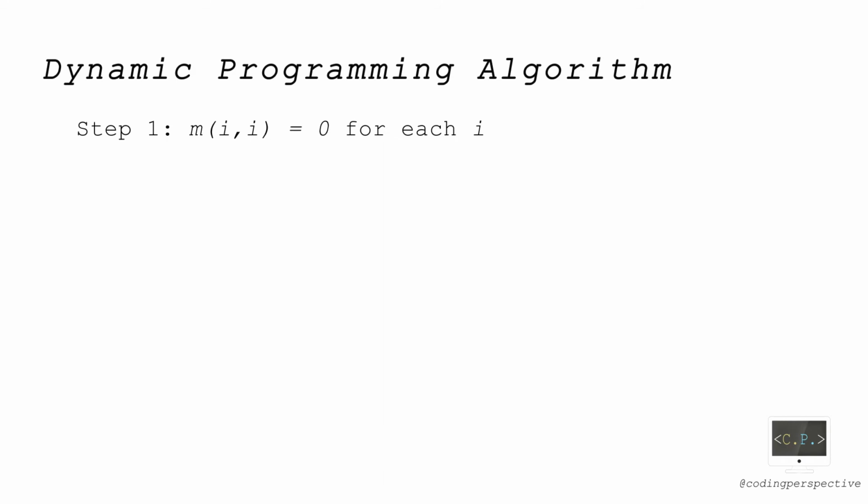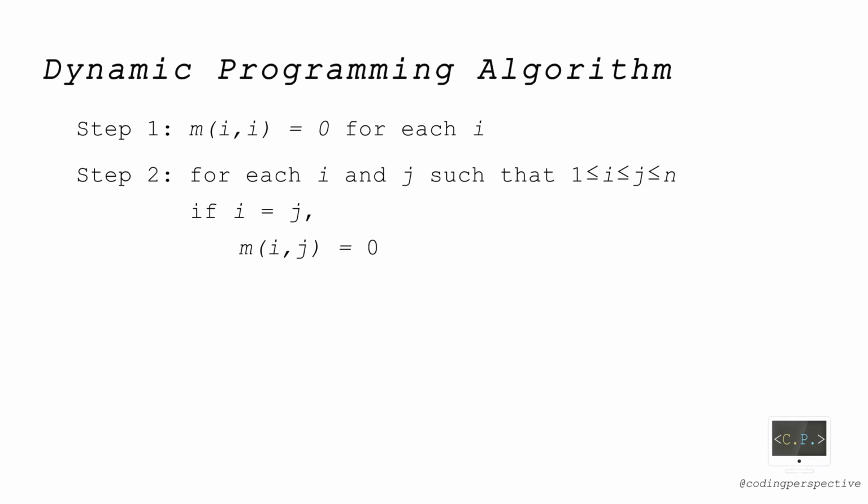In the first step of the algorithm, we set Mii to 0 for each i. Then, we iterate over each i and j such that they are in between 1 and n, and i is less than or equal to j. Inside these loops, if i is equal to j, then Mij is 0. Otherwise, to calculate Mij, we will consider splitting the product from Ai to Aj into two. From Ai to Ak and from Ak+1 to Aj for some k between i and j. To find the best split in terms of minimum number of operations, we consider all k's between i and j.